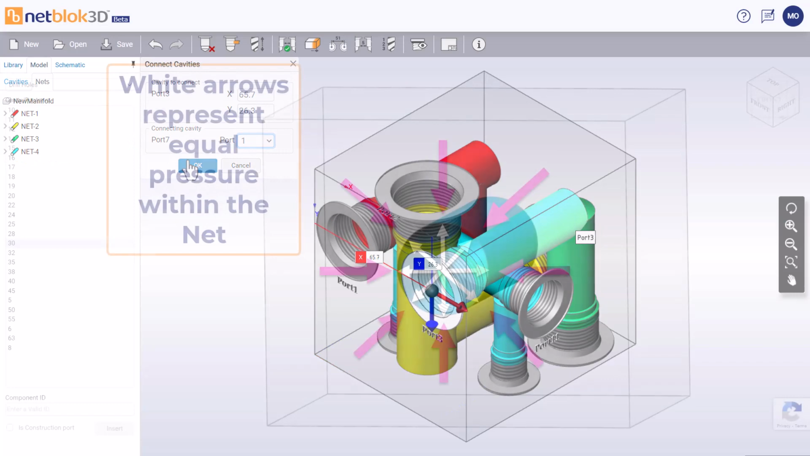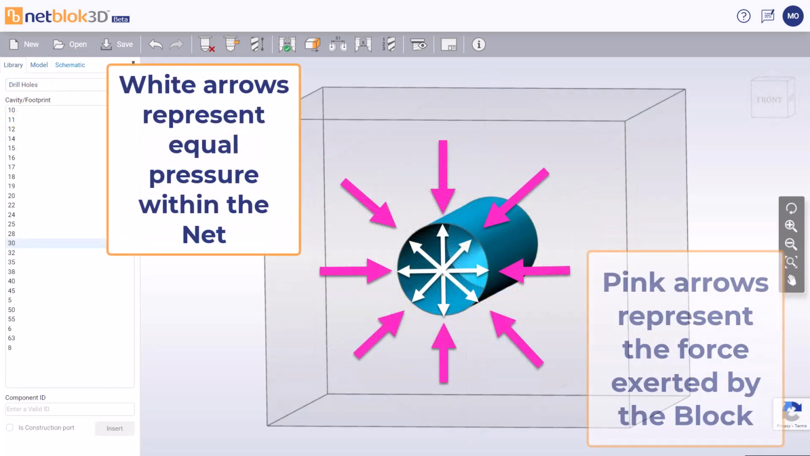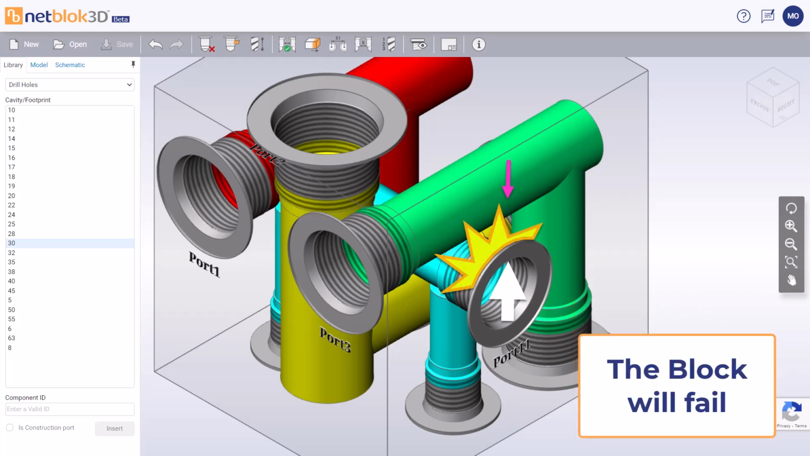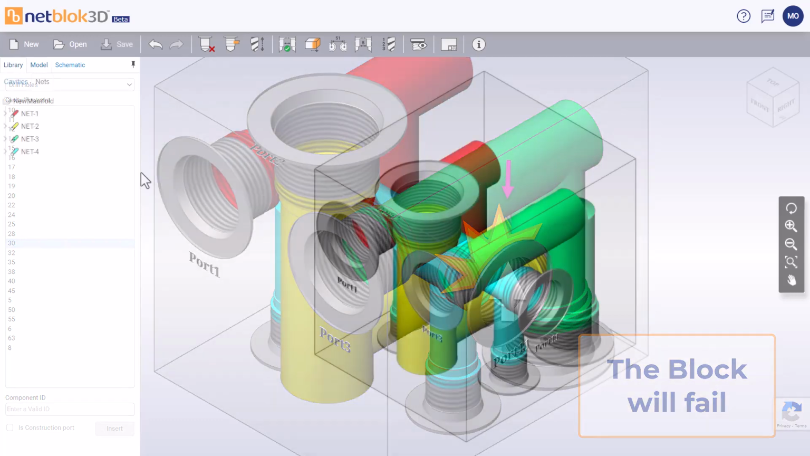In a hydraulic system, nets house pressurized fluid. Within a net, equipressure is achieved. This means the force the pressurized fluid exerts is equal across all parts of the net. Thus, different nets cannot touch, and adequate wall thickness must be achieved between different nets, components, and manifold faces for structural integrity. If the force exerted by the pressurized fluid is greater than the force a wall can absorb, the wall will fail, and so will the hydraulic system.